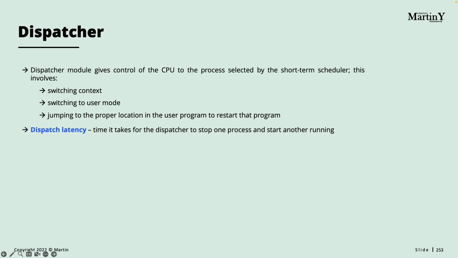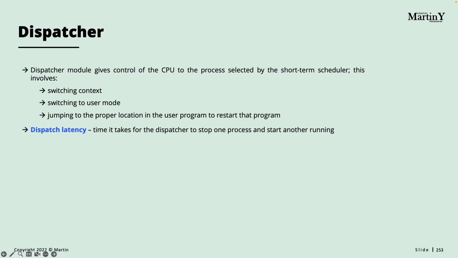And the dispatcher latency is quite important because this is the time it takes the dispatcher to stop one process and start another one. And obviously this time is going to be added as processing time. So you can imagine that the more we switch between different processes, the more dispatcher latencies or delays we're going to add. So we really need to think of algorithms that are going to be optimal. If we're doing too much switching, we're spending too much time on the switching itself.